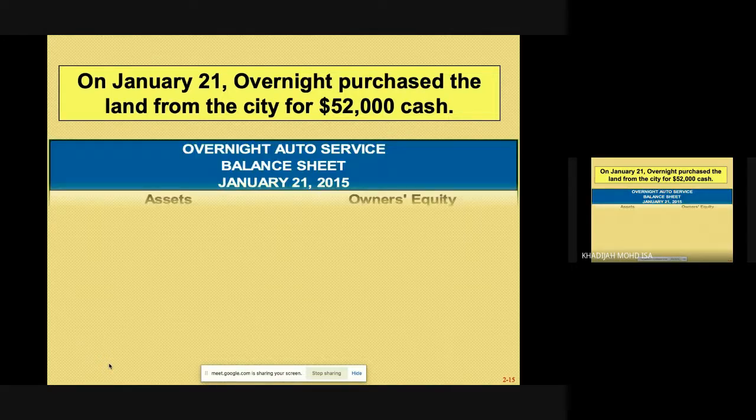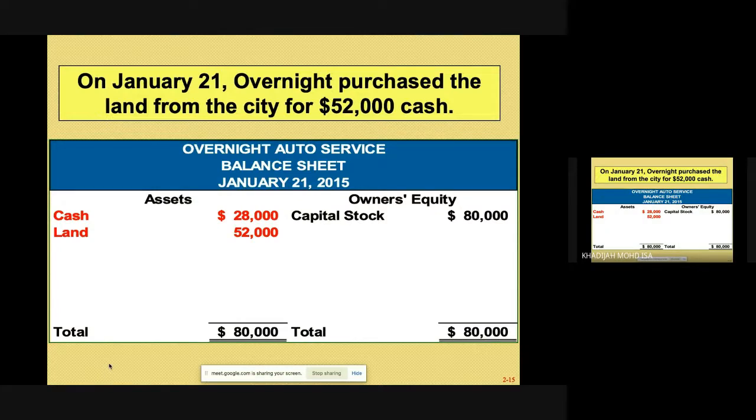Cash decreases by 52,000. Initially, how much do you have? You have cash of 80,000. But because you have to pay 52,000 for the land, your cash is now only 28,000. But you also have increased your asset in the form of land, and that land is valued at 52,000.